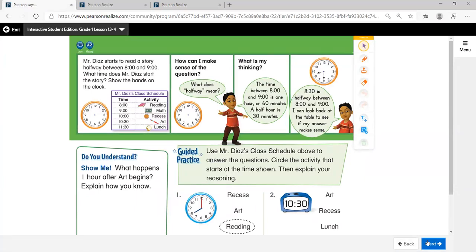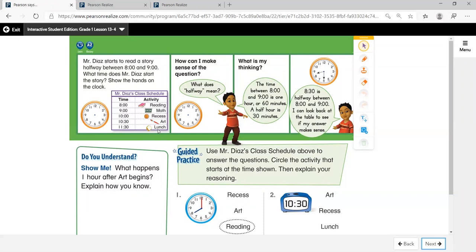If we look at our chart at the top of our page in the purple schedule box, we want to know for our Do You Understand box, what happens 1 hour after art begins? Well, if I find art on the schedule, that's at 10:30. And if I follow down, the next time I see is 11:30. 11:30 is 1 hour after. And if I follow across to the activity, I see that lunch has begun.